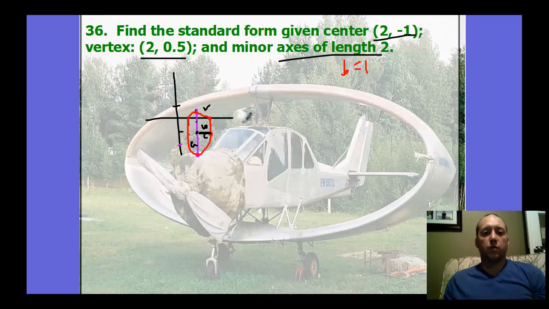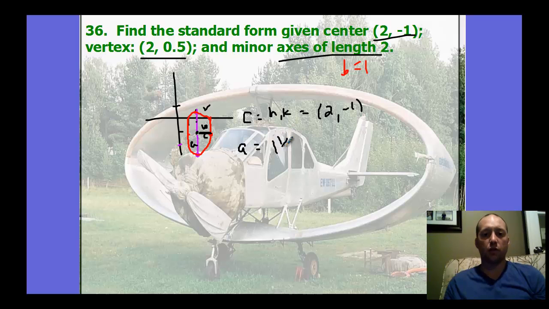So in this, we have our center. So our center, which is HK in the formula, is equal to 2, -1. We have our A value, which is the distance from our center to our vertex, which is a distance of 1.5 or 3/2. We have our B value because it's half the minor axis, which is 1. What we do not have is the C value.